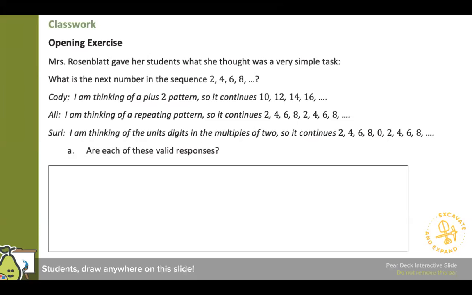So the question is, are each of these valid responses? Did each person create a pattern that makes sense given the sequence that Mrs. Rosenblatt gave? If they're all correct, you can just say they are all patterns that make sense with the sequence they were given. If any of those are incorrect or don't make sense, go ahead and identify who was incorrect and why.